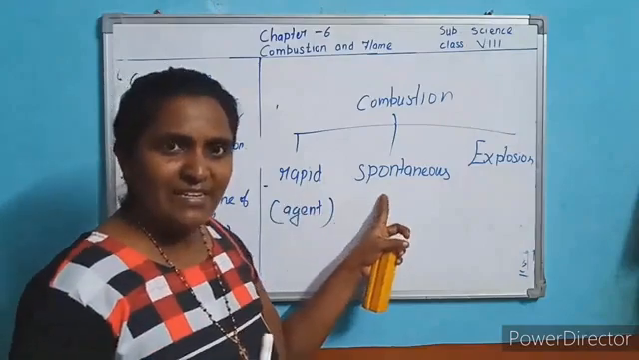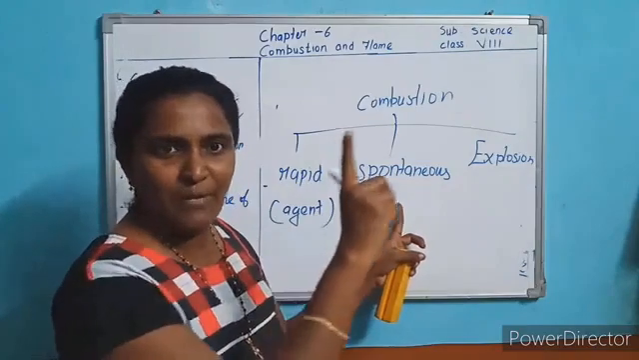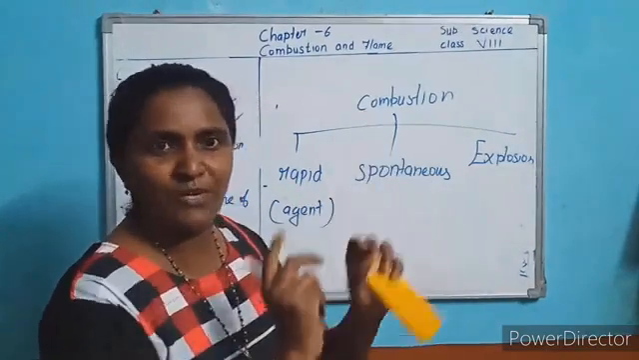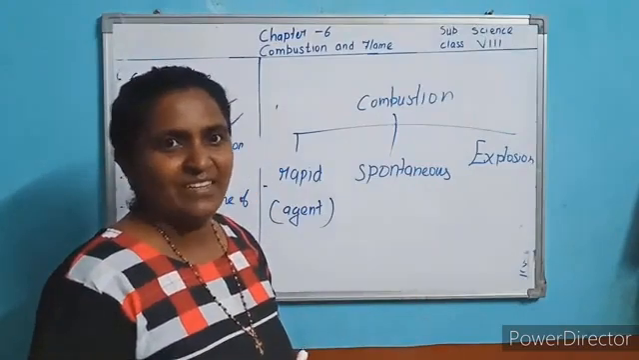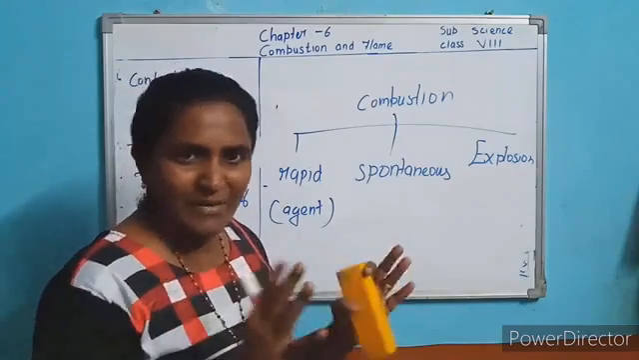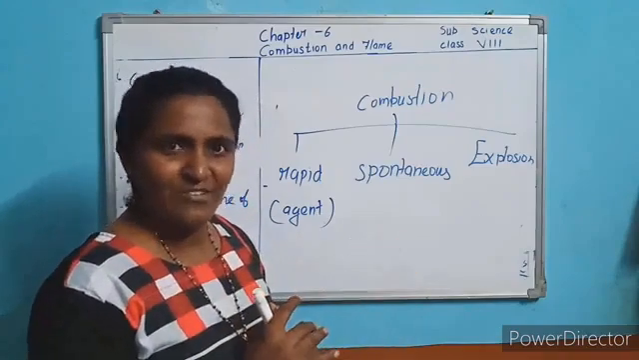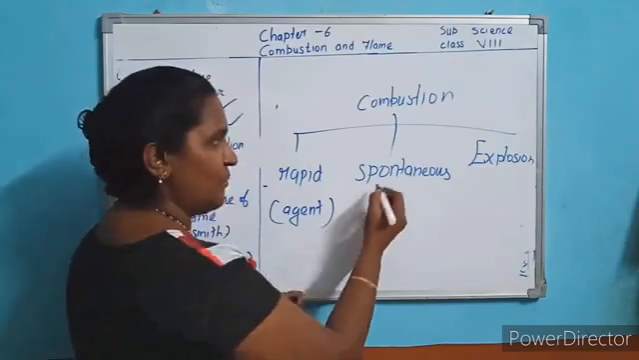Spontaneous means in this combustion, no agent is required. For example, a forest fire: we are not going to burn it. It burns itself, without any agent. Our help is not required to burn. So combustion without the help of an agent is called spontaneous.